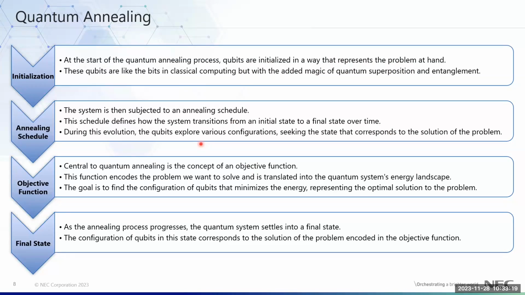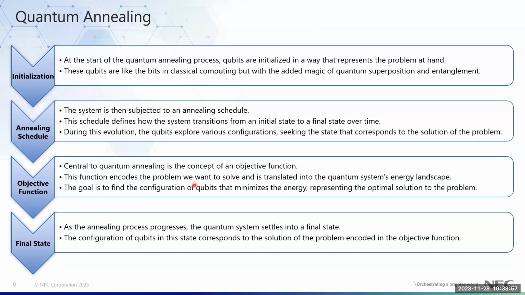And then the system is subjected to an annealing schedule, and it basically defines how the system transitions from an initial state to a final state over time. And during this evolution, the qubits explore various configurations. They seek the state that corresponds to the solution of the problem. So this is the most interesting part, where as a programmer or as a user, your job is to just initialize things in a way that helps you, and eventually the annealing schedule will help the system achieve a state that will correspond to the solution of your problem.